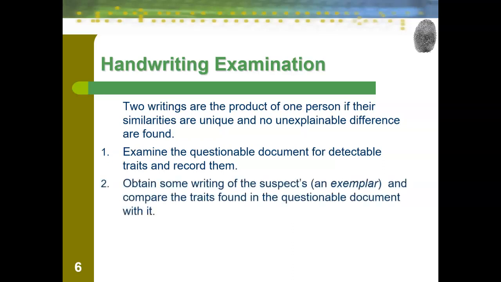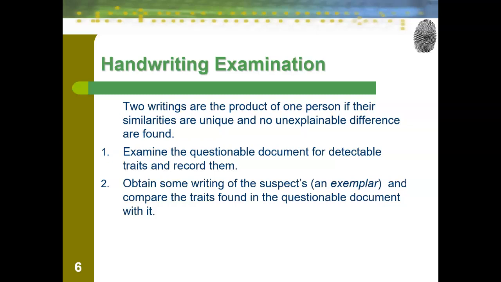Then they're going to obtain some samples of the suspects. We call this an exemplar, vocabulary word for you, and compare the traits found in the questionable document. So they are going to go through that exemplar and see if they can find those same unique characteristics that they found before. Do they always connect that N and that S? Do they always make their T's a little weird? They're going to go look for those characteristics.